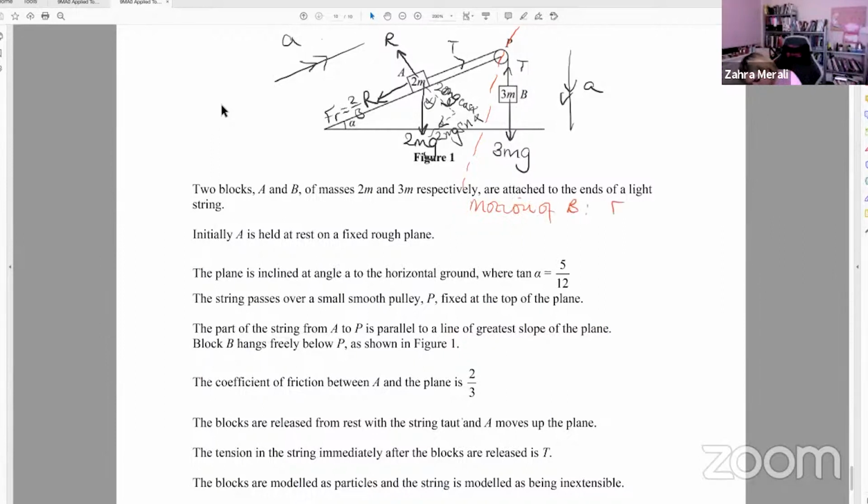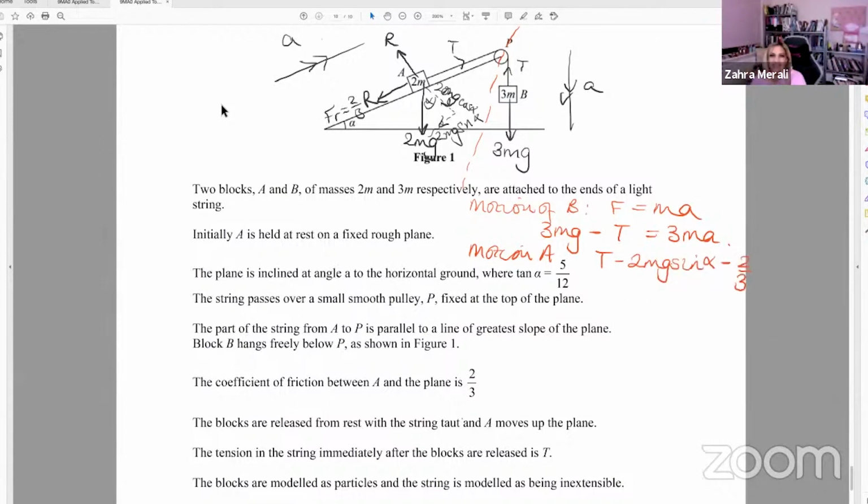So we're going to do F equals ma. In the direction of acceleration, we've got 3mg. Against acceleration, we've got T, and that equals 3ma. And then the motion of A. So the same thing, in the direction of acceleration, we've got T. Against it, we've got 2mg sine alpha minus 2/3 R.